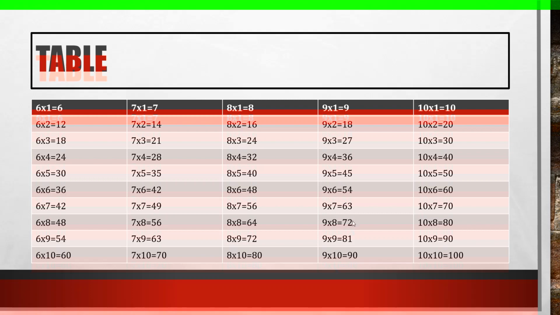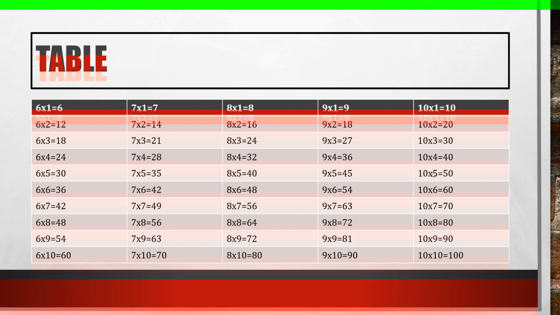Yes, students, you can read the table of 10. This is the easiest table. Who can read? Yes, you can read that. 10 times 1 is equal to 10. 10 times 2 is equal to 20. 10 times 3 is equal to 30. 10 times 4 is equal to 40.